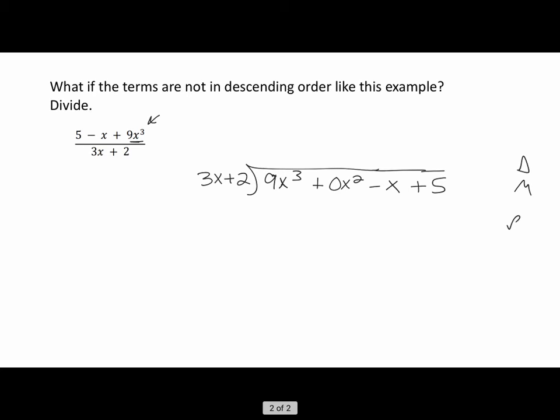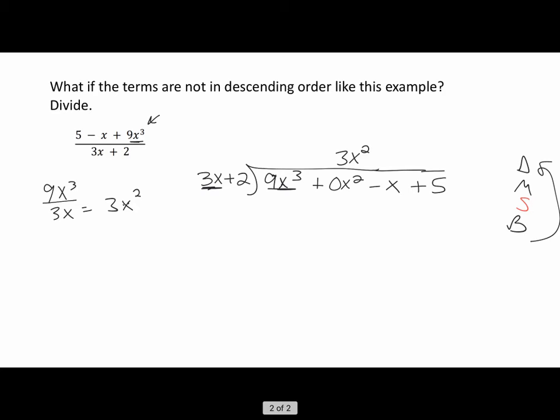And our process here: divide, multiply, subtract, bring down. So let's start with the first term. How many times does 3x go into 9x cubed? 9 divided by 3 is 3, and x cubed divided by x, we're going to subtract 3 minus 1. So that'll be 3x squared for our quotient.